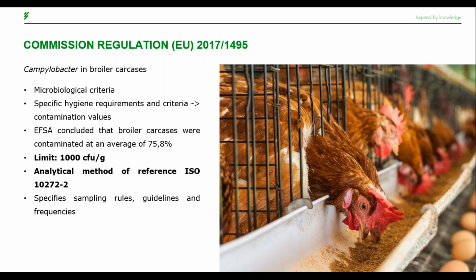The regulation also indicates that the international standard ISO 10272-2 is the method for the enumeration of Campylobacter in food and feedstuffs. It should, therefore, be laid down as a reference method for verifying compliance with the criterion for Campylobacter in poultry carcasses. The sampling rules, guidelines, and sampling frequencies are also specified in the regulation.